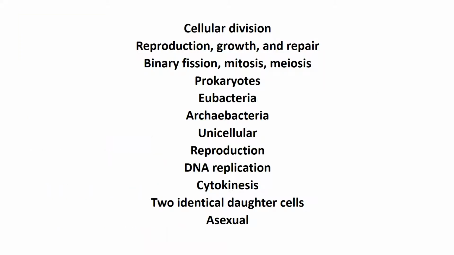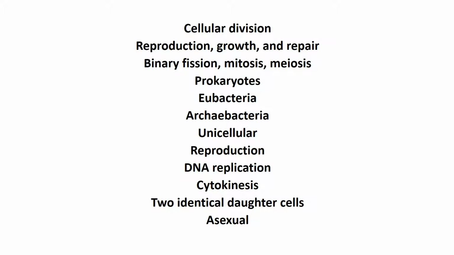This video was about a type of cellular division. Cellular division is used for reproduction, growth, and repair. There are 3 types of cellular division: binary fission, mitosis, and meiosis. Binary fission is the form of cellular division used by prokaryotes, organisms that do not have a nucleus. Prokaryotes belong to the kingdoms Eubacteria and Archaebacteria. All prokaryotes are unicellular. And again, they use binary fission for reproduction.